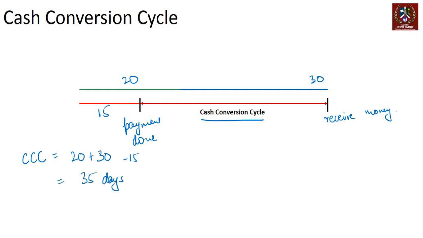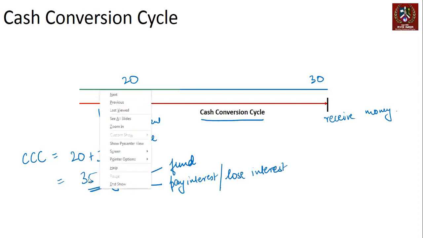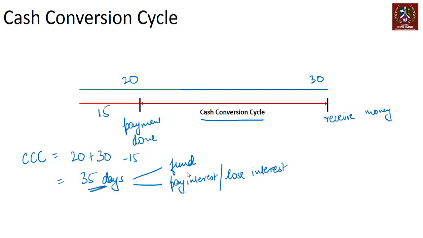What does this mean? This means that for 35 days, we have to fund the business. We will either borrow money because we are making payment and pay interest on that money for 35 days. Or if we already have the money in our cash account, we use that money, we lose interest on that money, right? So for 35 days, we're going to either pay interest or we're going to lose interest, and we have to fund this money for these 35 days. That's the definition of cash conversion cycle.